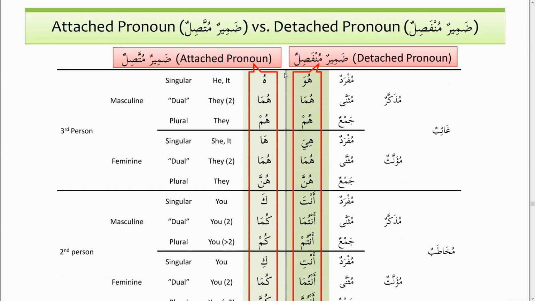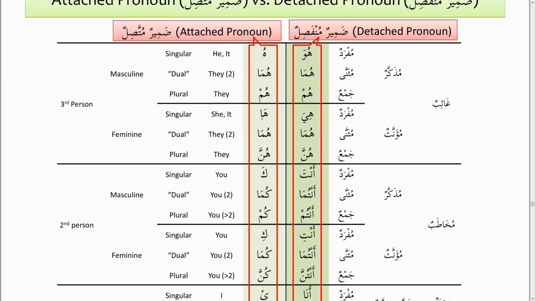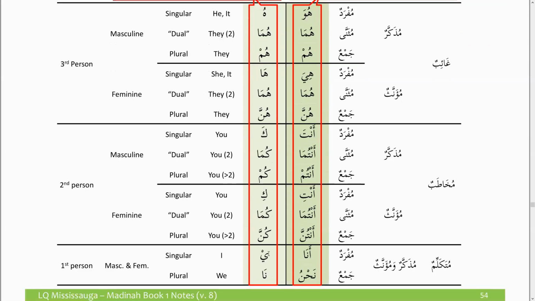So what is the attached form of this? Huwa, his, kitabuhu. Huma, hum. So these all remain the same when you join them. Huma, hum. And hiya becomes ha. Ha, huma, hunna. Now here, everything changes. Instead of saying anta, antuma, antum, anti, antuma, antunna, we say ka, kuma, kum, ki, kuma, kunna. Kitabuka, kitabukuma, kitabukum. Kitabuki, kitabukuma, kitabukunna.